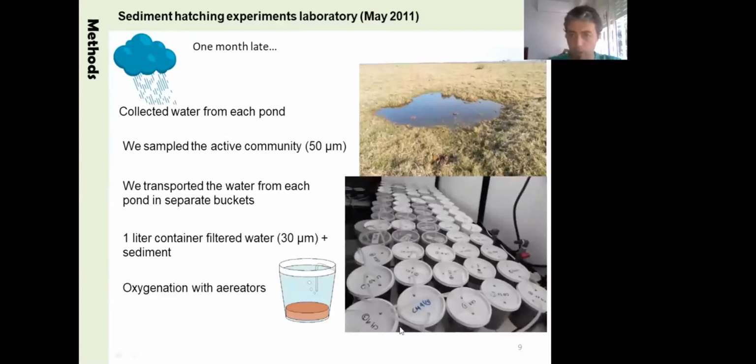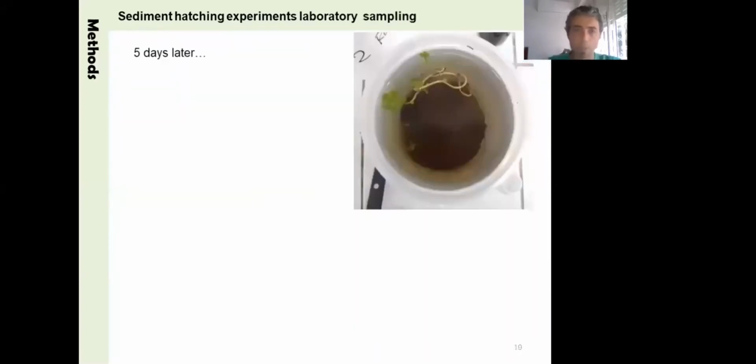So this is how the experimental design looks. In total, we use 40 containers: 3 replicates per pond, 10 ponds, and 10 controls. The controls contain just filtered water from each pond, to test if we have some contamination during the experiments. Five days later, we gently collect all the water and filter it through a 50 micrometer mesh to collect all the zooplankton hatched from sediments.